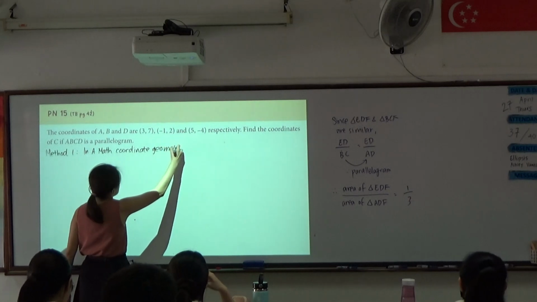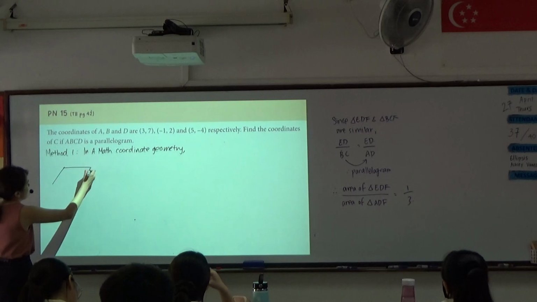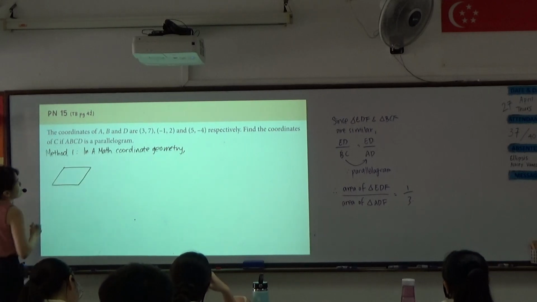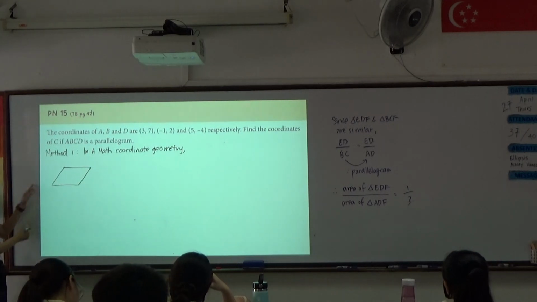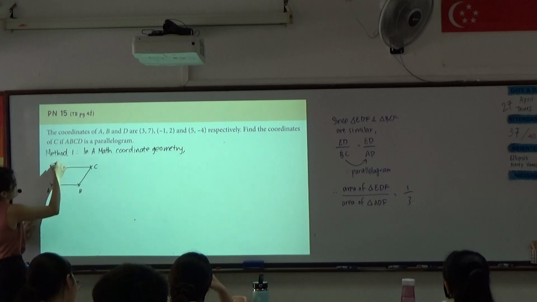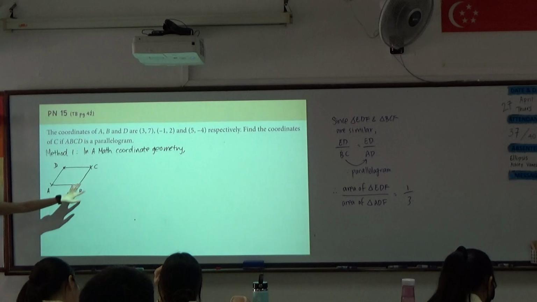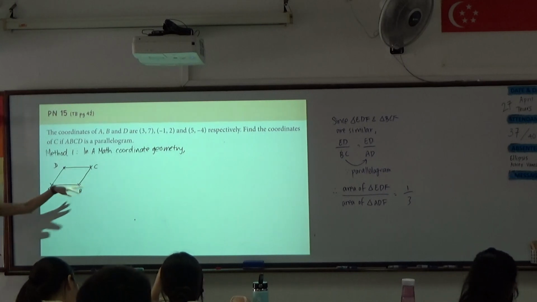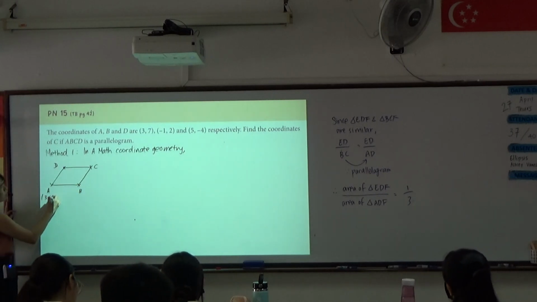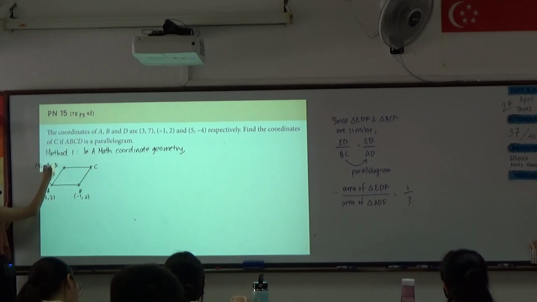usually they may have given you a diagram of how the parallelogram ABCD looks. In this case, sorry, I'm not going to draw it to scale, just drawing something to illustrate the idea that we're given. We have A, B, C, D, making sure that it is in an anti-clockwise or clockwise manner. Our coordinates are 3, 7, negative 1, 2, and for D it is 5, negative 4. I want to find out the coordinates of this.